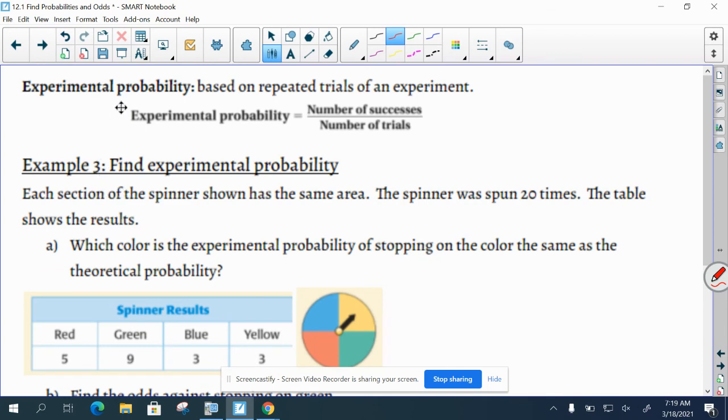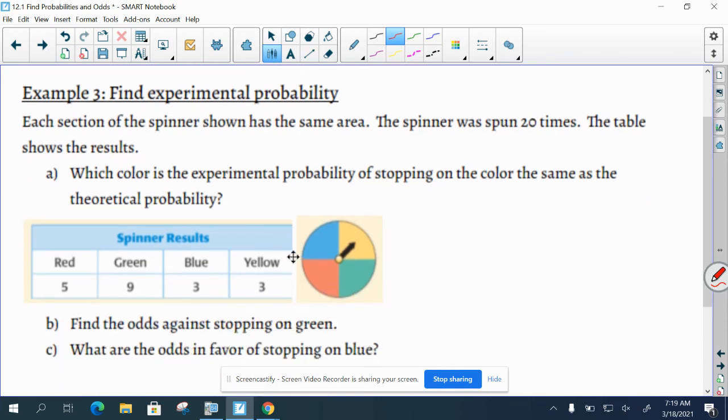Okay, so experimental probability is based off of experiments, and it will sometimes be different from the theoretical probability. So here we have a spinner, and it's different colors. It's spun 20 times, and this shows the results of the experiment. Which color is the experimental probability of stopping on the color the same as the theoretical probability?